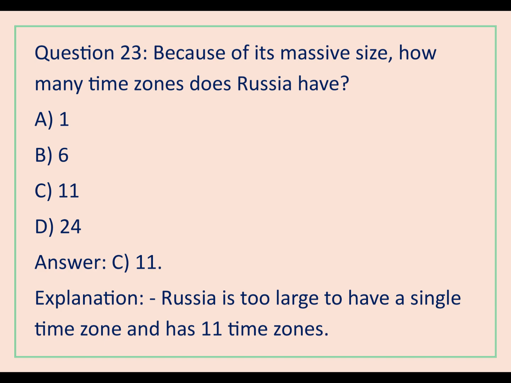Question 23. Because of its massive size, how many time zones does Russia have? A. 1. B. 6. C. 11. D. 24. Answer. C. 11. Explanation. Russia is too large to have a single time zone and has 11 time zones.